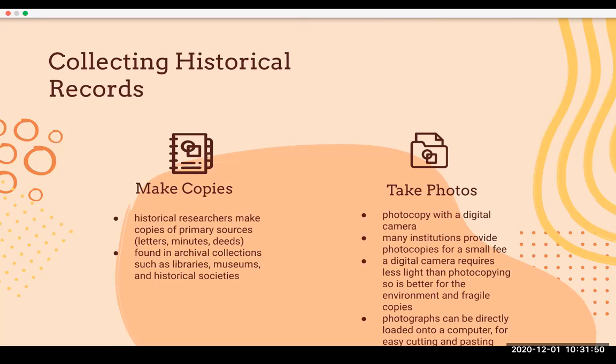Photocopy with a digital camera may work, as many institutions provide photocopies for a small fee. A digital camera requires less light than photocopying, so it is better for the environment and it does not produce fragile copies. Photographs can also be directly loaded onto a computer for easy cutting and pasting.